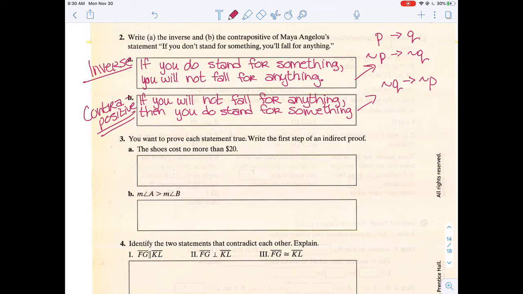Number 3, you want to prove each statement true. Write the first step of an indirect proof. Remember, the first step of an indirect proof is to assume the opposite of what you want to prove. So the shoes cost no more than $20, so we're going to say assume the shoes cost more than $20. And then we would go from there and try to prove it. But we only have to write the first step.